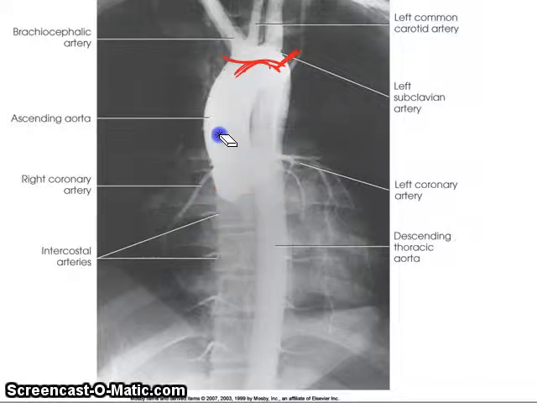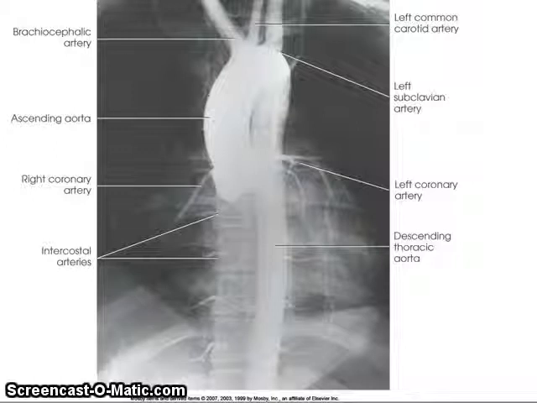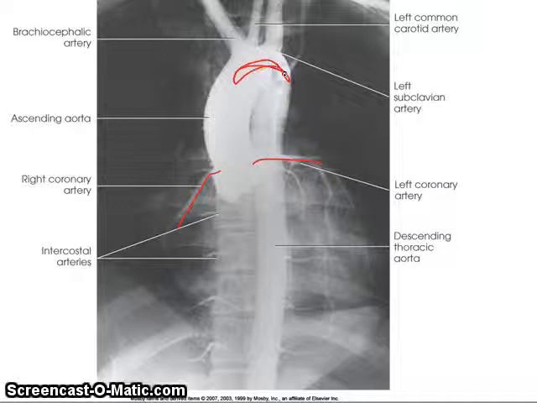Now, this is tricky sometimes because if someone were to ask you what are the first branches off the aorta, the answer is the right and left coronary arteries. Those are the first branches off the aorta. The heart feeds itself first. But if the question is, what is the first branch off the aortic arch, then the answer is the brachiocephalic artery. So that was confusing to me at first.